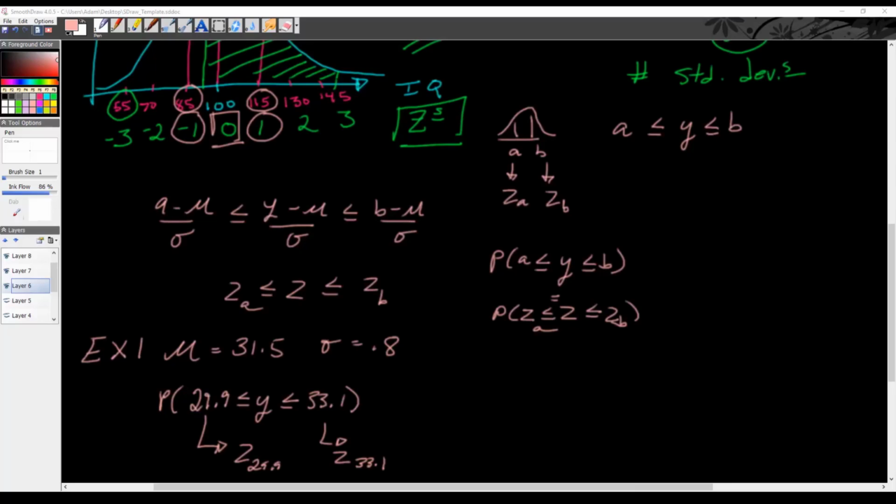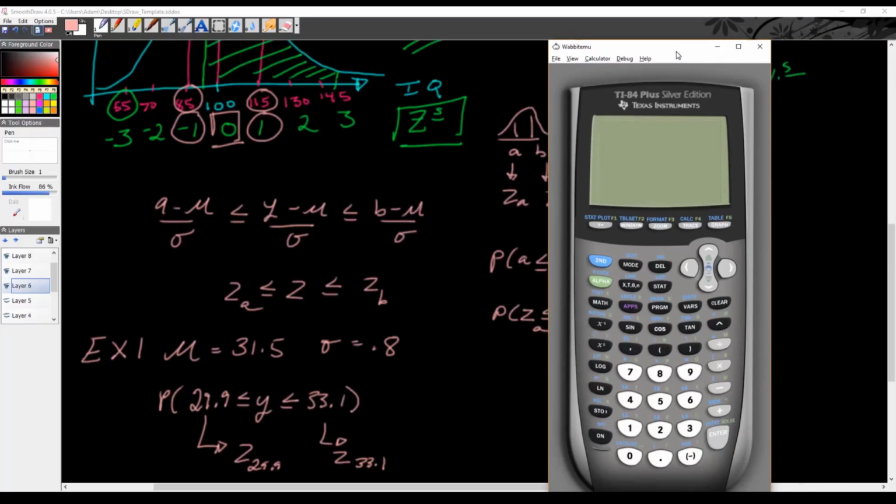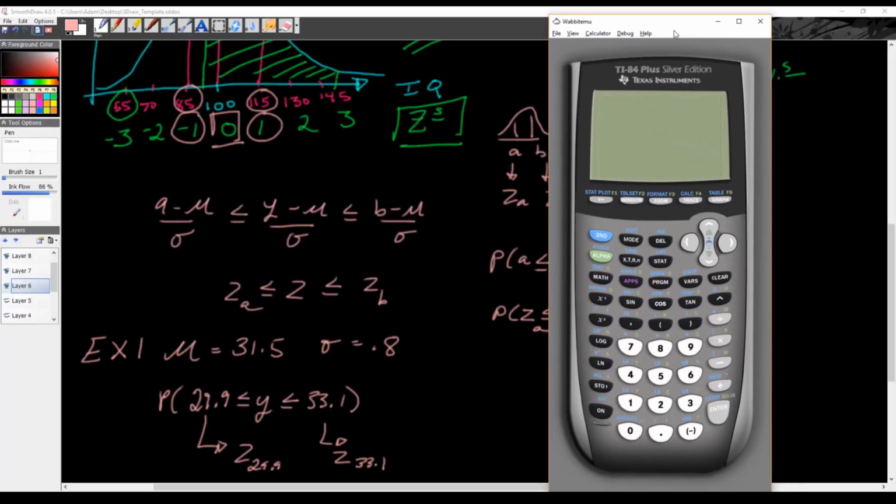You can't see it, but I guess I should do it so that you can see it. All right, so 29.9 minus the true mean. Remember, we subtract out the mean and then divide by the standard deviation. So 29.9 minus 31.5 gives me negative 1.6, and then we divide that by the standard deviation, and we get negative 2.